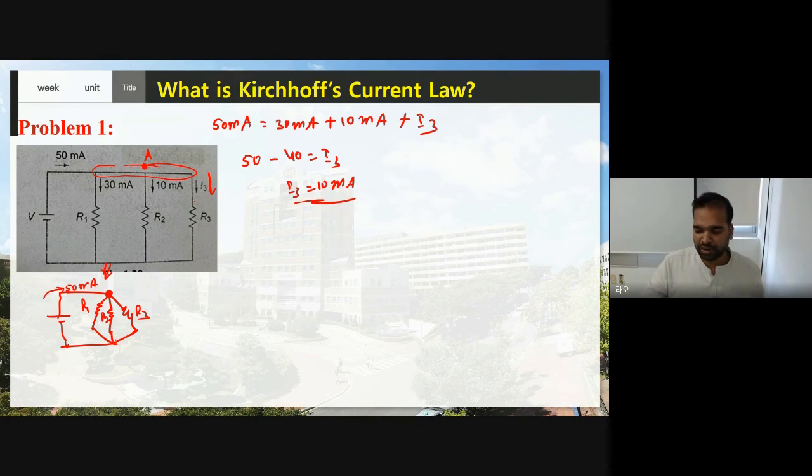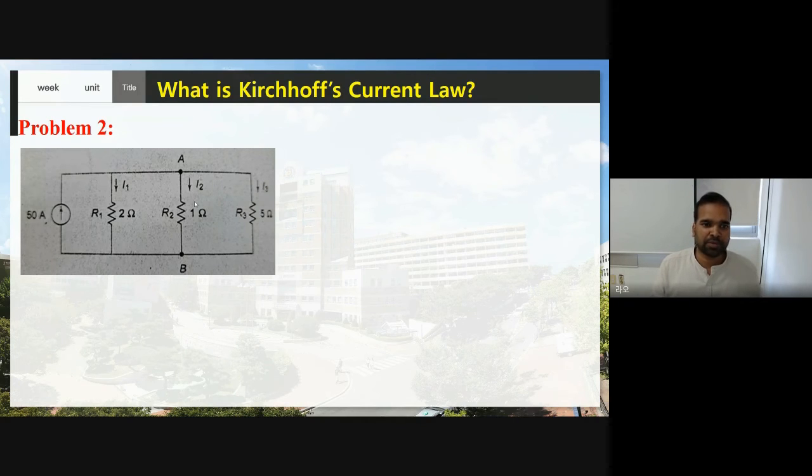You can find the unknown parameter here. Now see another problem. This is my problem number 2, and I need to find the currents I1, I2 and I3 by using KCL. First you need to identify how many nodes we have. As resistors R1, R2, R3 are connected in parallel, these three are connected at a common place. I can consider this my node A.